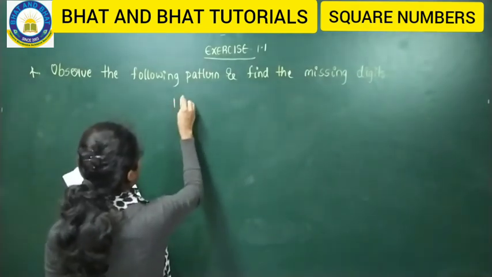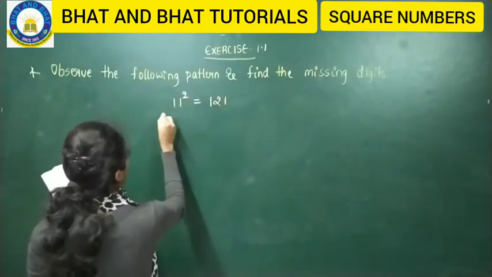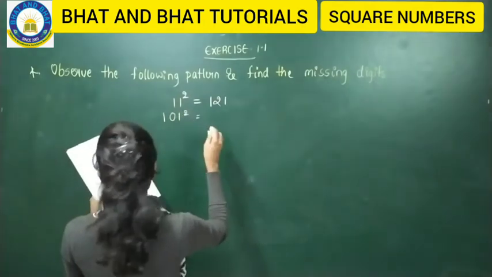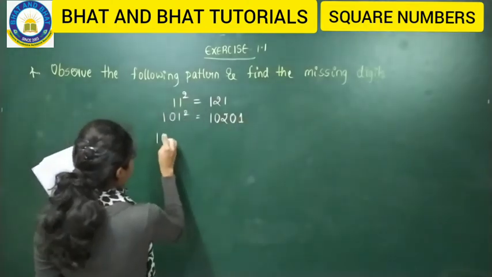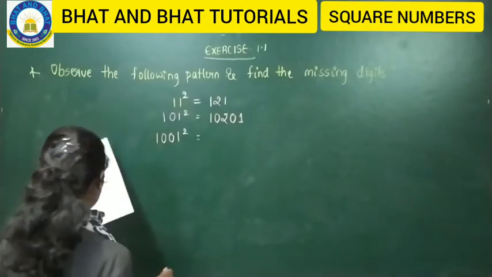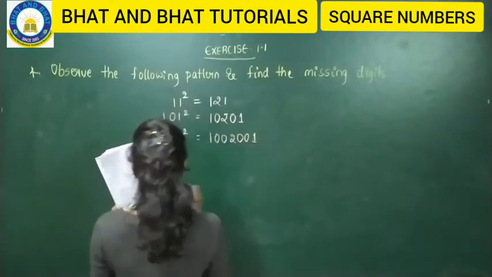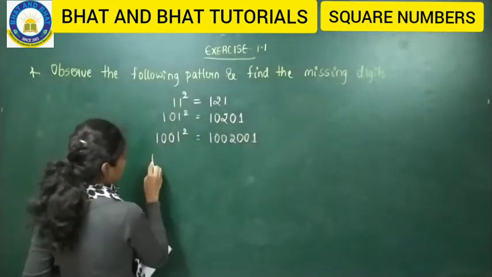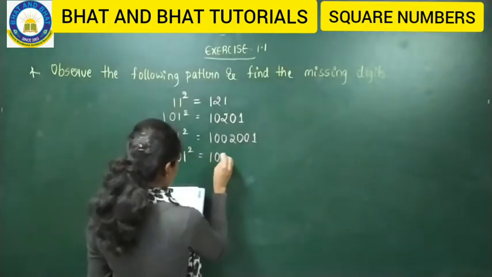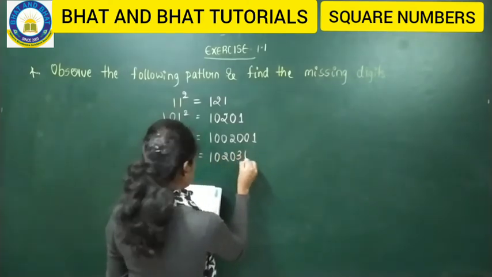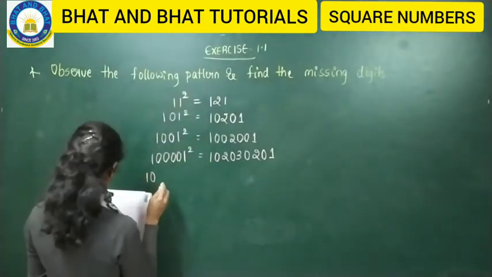11 square is equal to 121. 101 square is equal to 10201. 1001 square is equal to 1002001. 10001 square is equal to 100020001, and now 1 lakh 1 square.